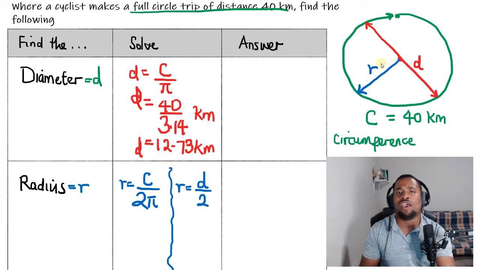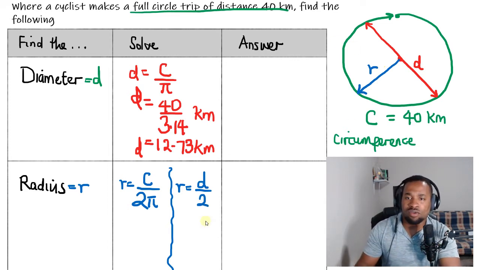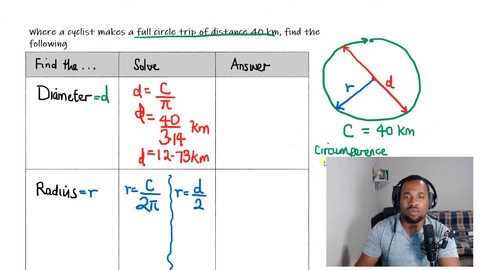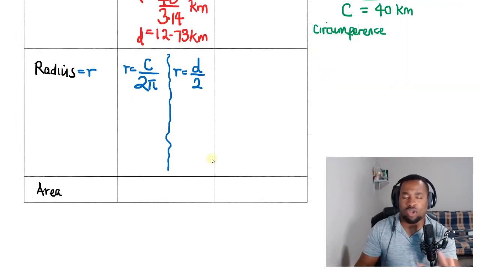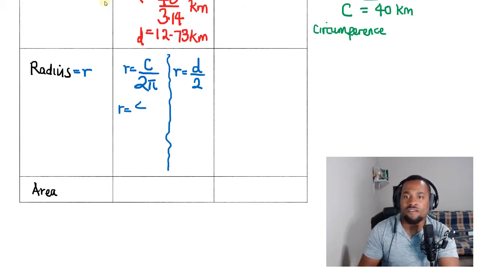Let's see whether both ways give us the same answer. We're not given the radius, we're asked to find the radius. We know the circumference, which is 40. So our radius is equal to 40 divided by 2 times pi, which is shown here as 3.14.